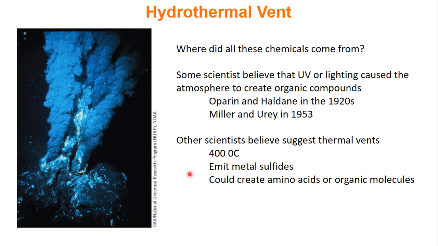Other scientists believe that thermal vents are where our first organic molecules came from. And the reason is that they're 400°C. So thermal vents are extremely hot, 400°C, and from these thermal vents you get these metal sulfur complexes. And you can think that it's hot enough, and if there's enough material around, that you could create the early amino acids from these vents. And if we look at vents now, we see that there is life around these vents, so it is not implausible that the early molecules of life came from these vents.